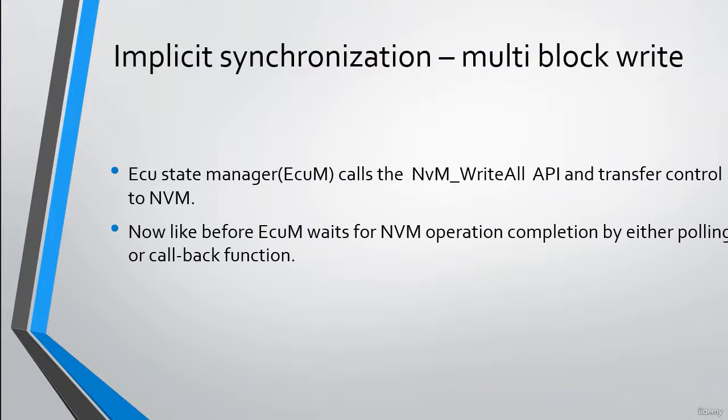Now, like before, ECUM waits for NVM operation completion, by either polling or using a callback function. Very similar to the previous case. First, the task is done. Last time, it was the application. Now it's ECUM. After the task is done, control is passed to NVM, and now ECUM waits for NVM's completion status by either polling or callback function.